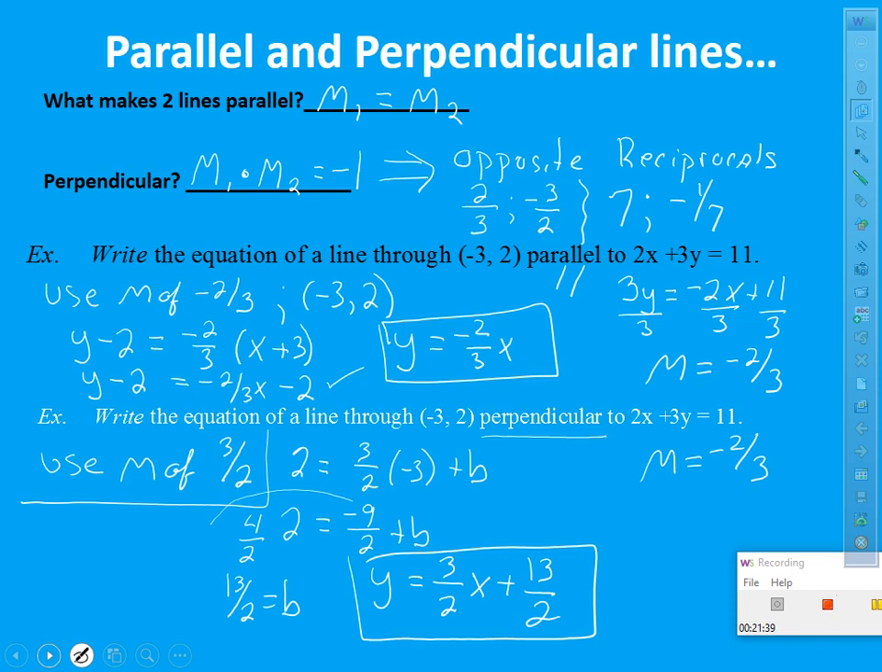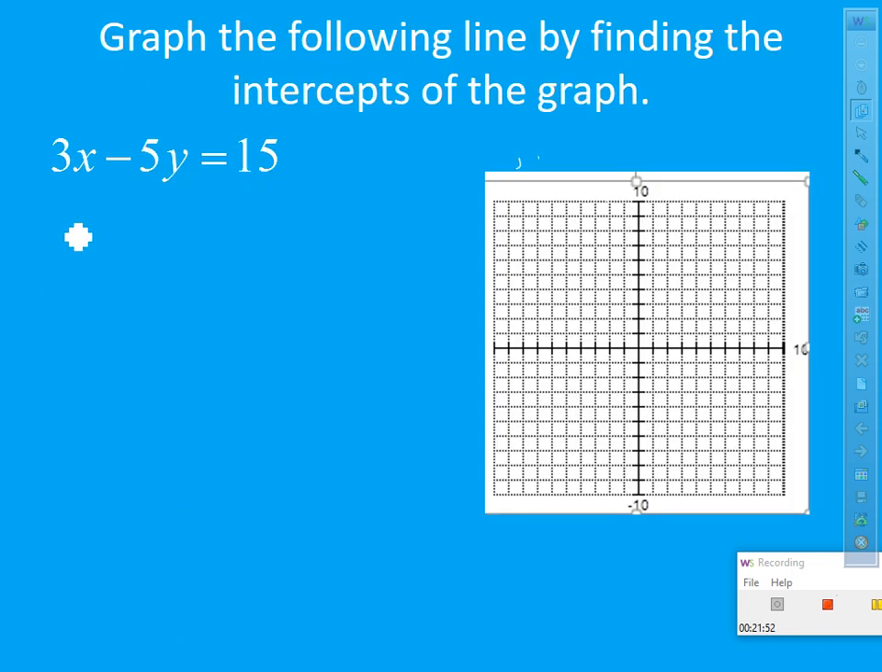Oh, graph the following line by finding the intercepts of the graph. I tossed this one on there. This isn't on your sheet. Math Excel is going to have you graph one by finding the x and y intercepts. So let me just review this.